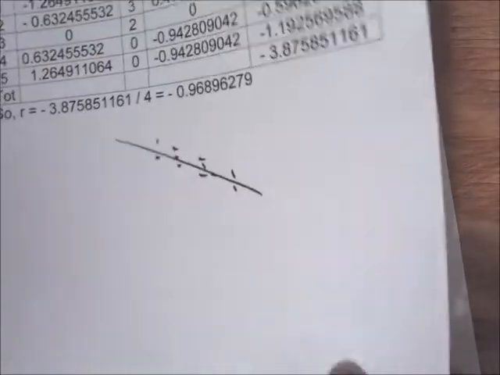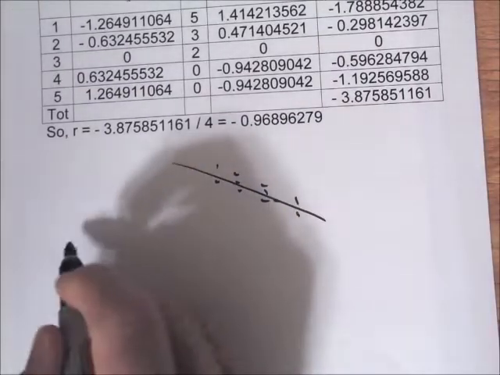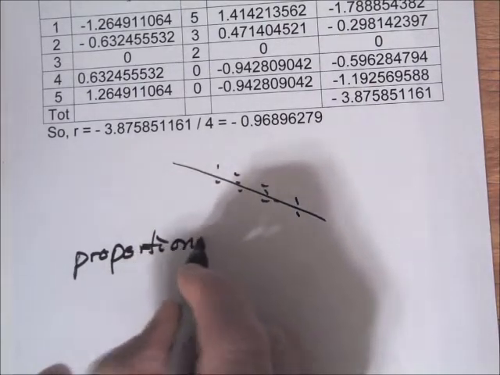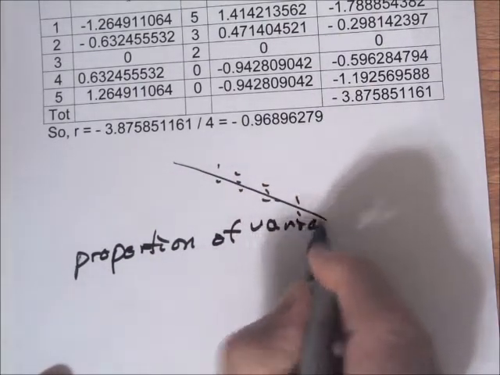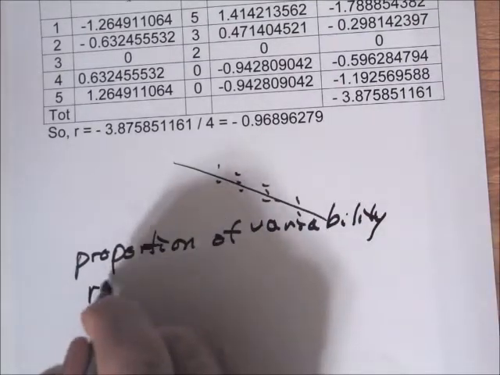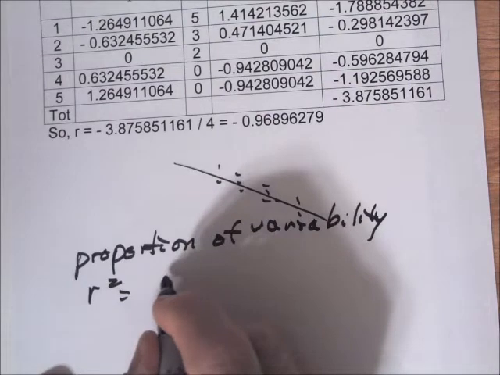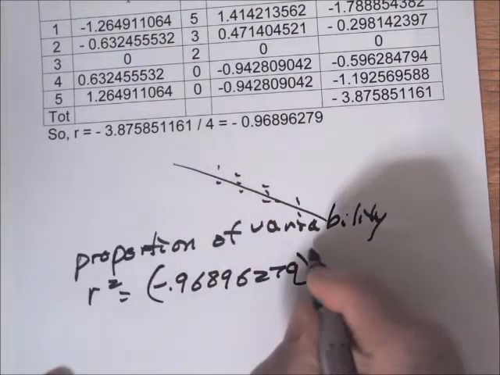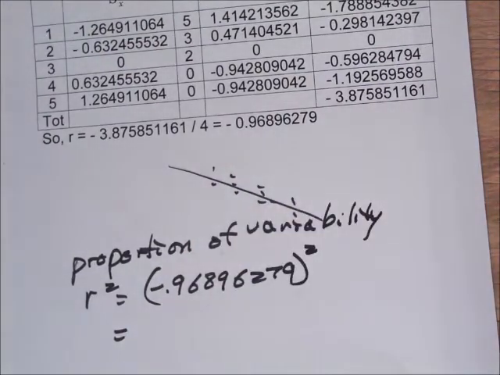that's sort of related to the correlation coefficient, proportion of variability, R squared. In this case it's negative 0.968996279 squared. My sign is squared, so it's always going to come out to be positive. So if you put it in the calculator, you have to be careful about how you put it in the calculator to make sure you're squaring the minus sign, or you can just ignore the minus sign, because you know it's going to come out to be positive anyway.